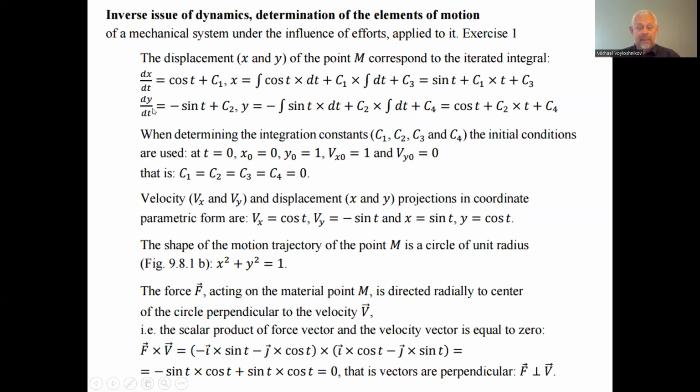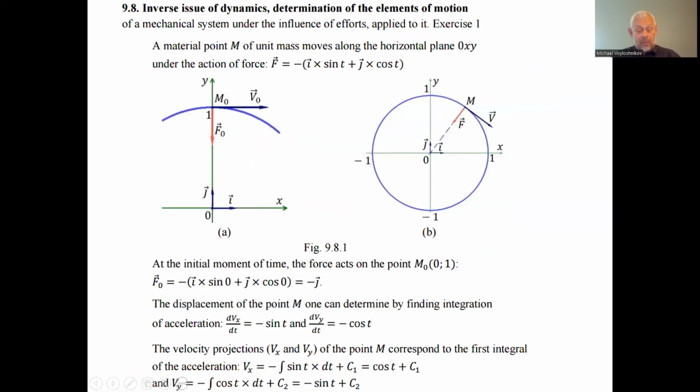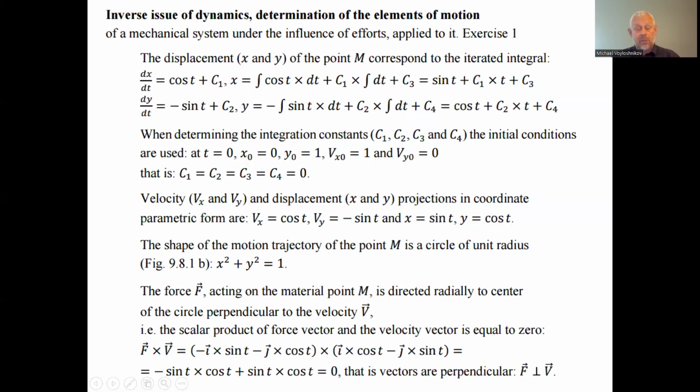As well, we can find, taking into account that the velocity component in the projection on the ordinate axis, dy by dt, is equal to minus sine. We got it previously as the component projection on the ordinate axis. Here we have sine t plus c2.